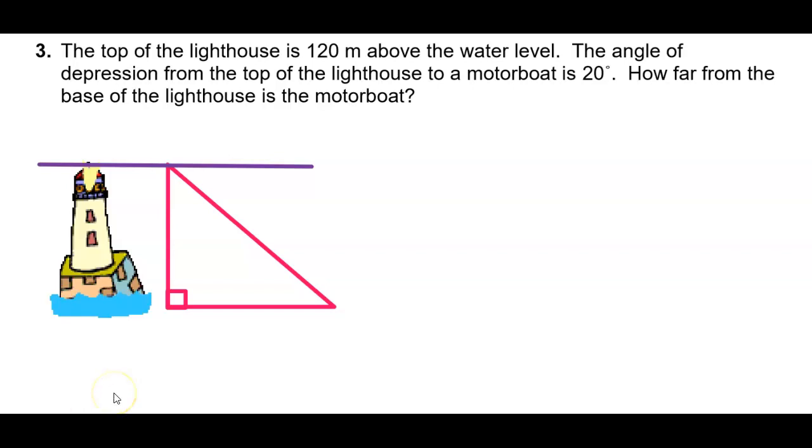Hi there, let's look at number 3. It says the top of the lighthouse is 120 meters above the water level. The angle of depression from the top of the lighthouse to a motorboat is 20 degrees.